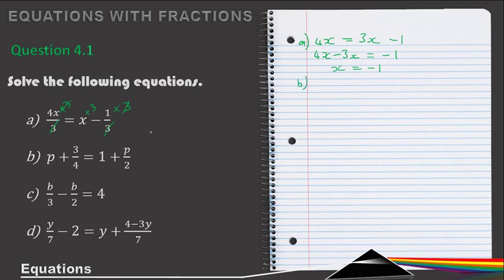Now for B, if I put this over 1, my lowest common denominator between 4 and 2 is 4, so basically I'm just going to multiply each and every term with 4.